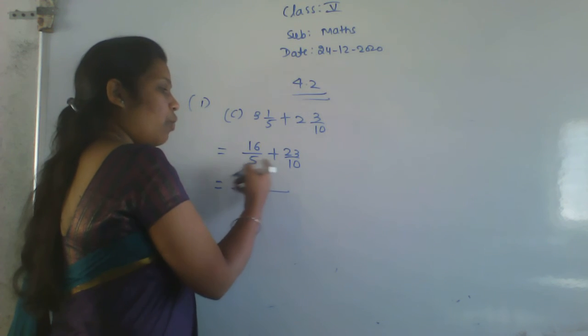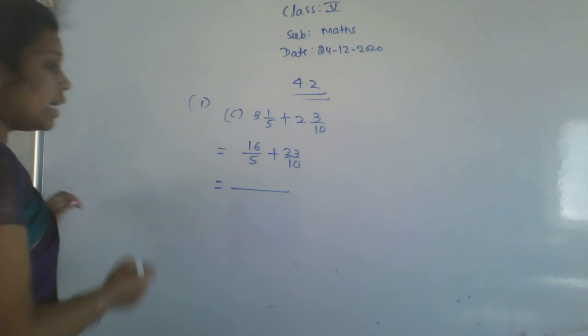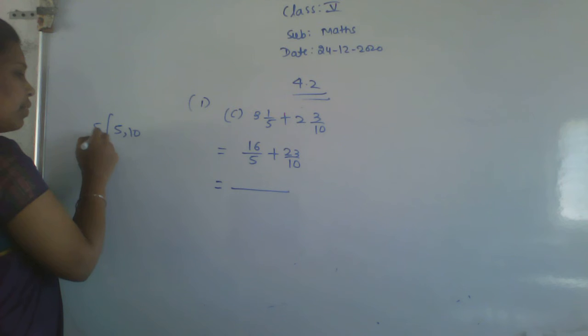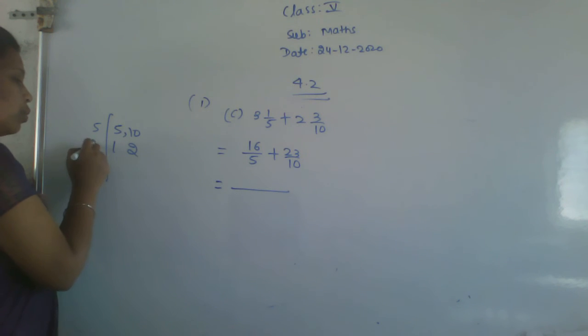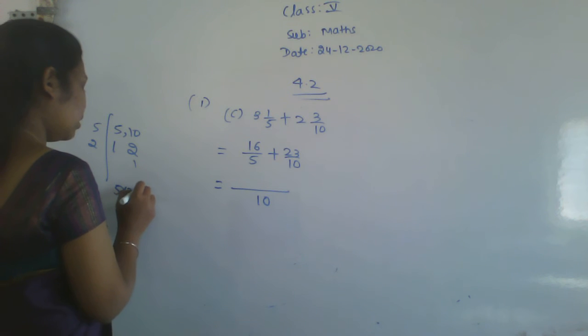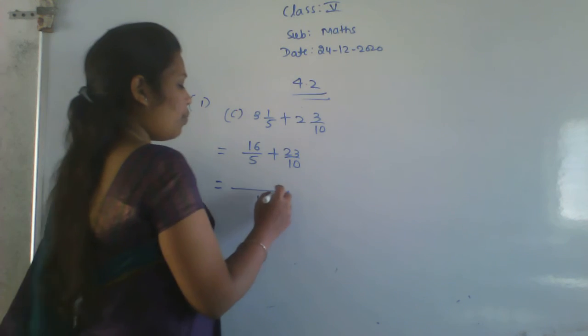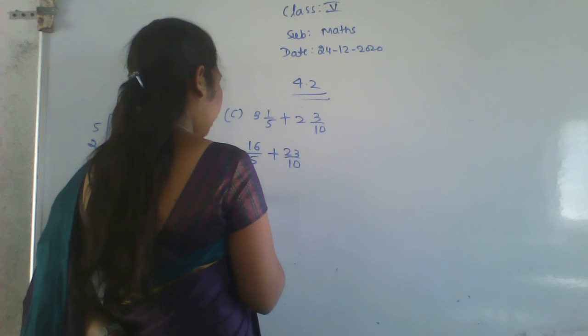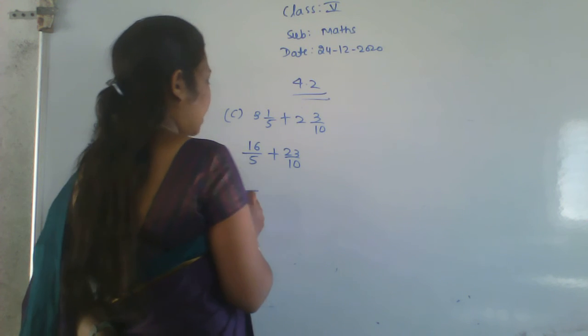So 5 and 10 are there. What is the LCM of 5 and 10? 5 ones are 5, 5 twos are 10. So the LCM is 10 only. 5 into 2, that is 10 only. Do them separately, otherwise you will not get it. So the LCM is 10.